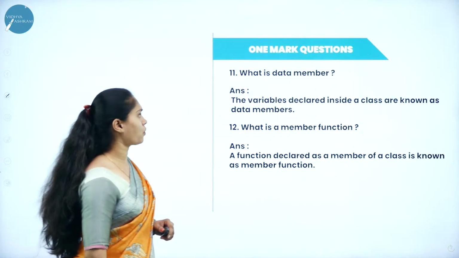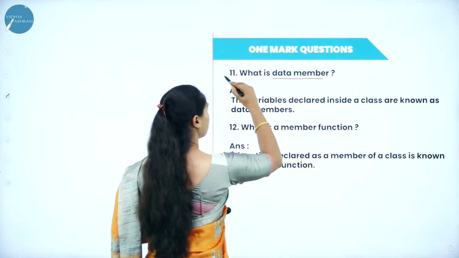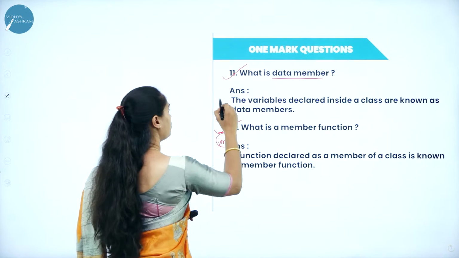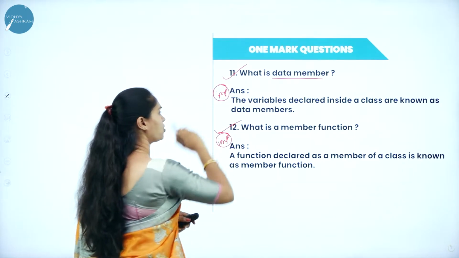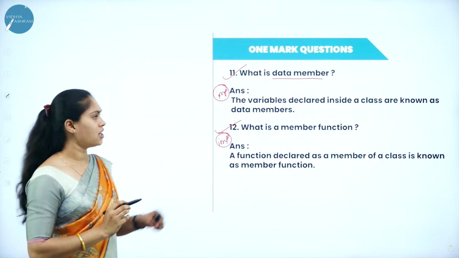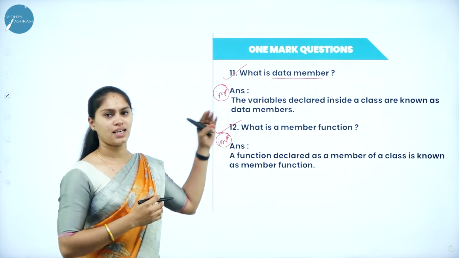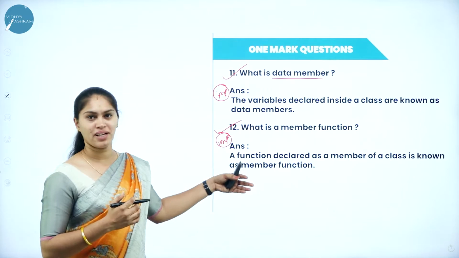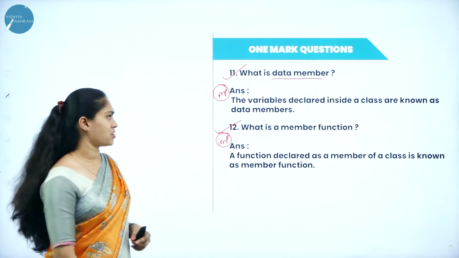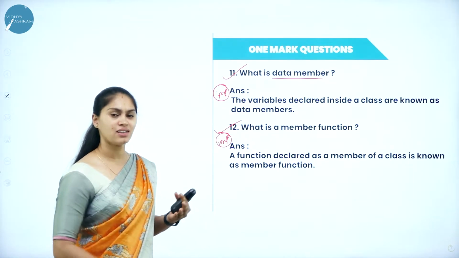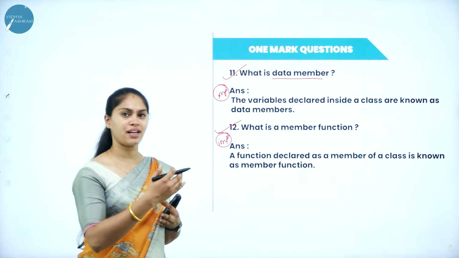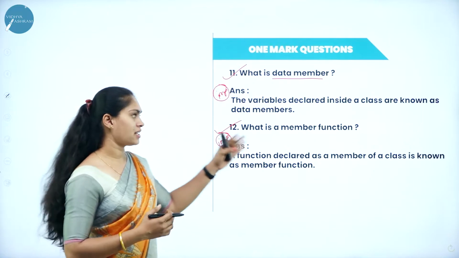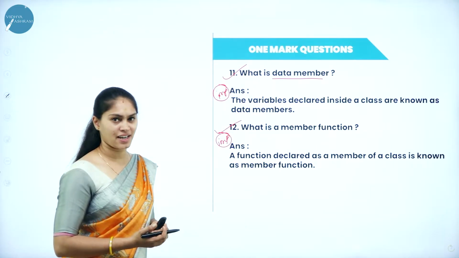We'll see the next question. What is a data member and what is a member function? This is a most frequently asked question from this chapter. Anyway, you are going to get 2 questions for 1 mark in Part A, so you need to concentrate on all the possibilities of these 1 mark questions. So what is a data member here? As we all know, a class comprises data members and member functions. Whatever variables I declare inside a class will be considered as what?